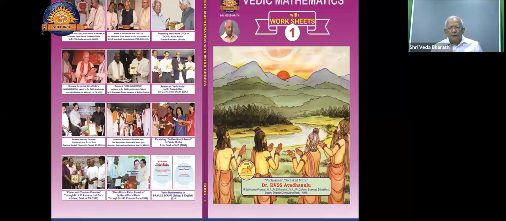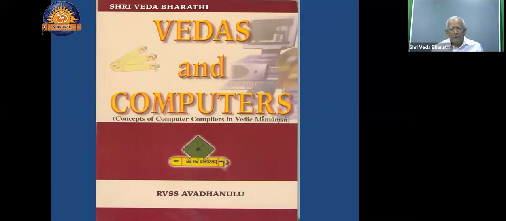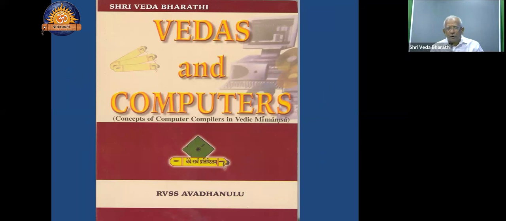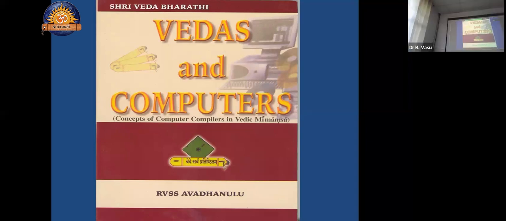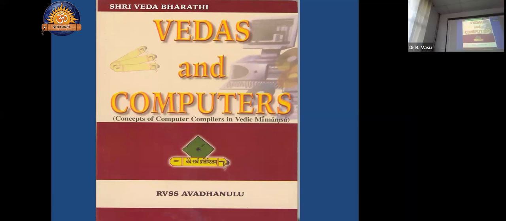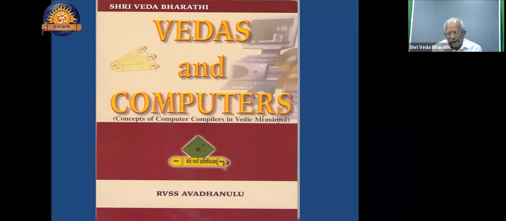Yes, now the topic today, actually this is one book I have already shown you. Related to computers, I have written another book, Vedas and Computers. It contains the concepts of computer compilers in Vedic Mimamsa. Actually, we feel the computers are still evolving. The first computer started in 1946 with the ENIAC, and subsequently Alan Turing defined what is meant by a computer. The definition of a computer was given by Alan Turing.